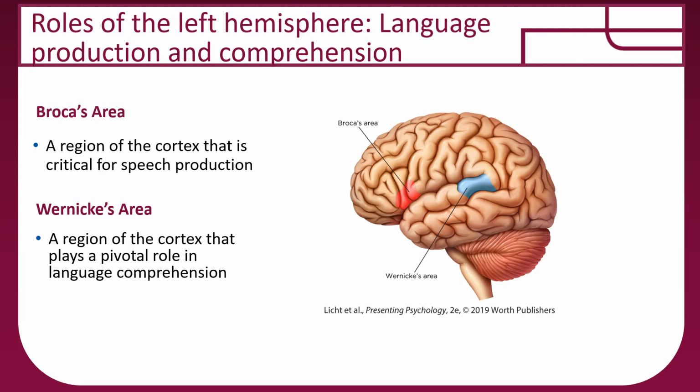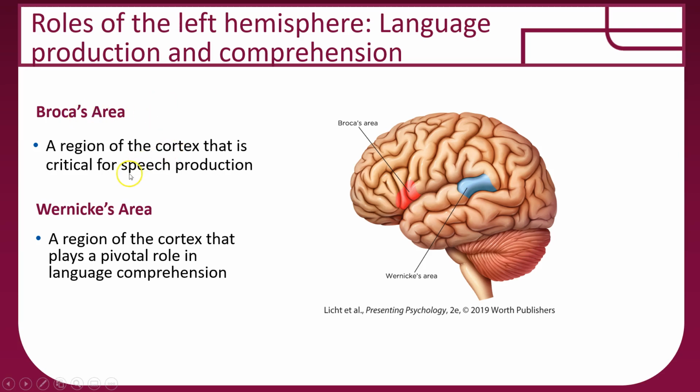So let's talk about some brain areas. And when we talk about the left hemisphere being specialized for language, there are two main language areas. We have Broca's area, which is right here. It's in the frontal lobe of the brain. And then Wernicke's area right here, in the temporal lobe of the brain. And we'll go through these terms again and again. But these are two important areas of the brain for language.